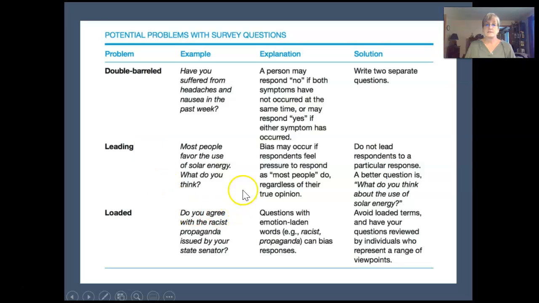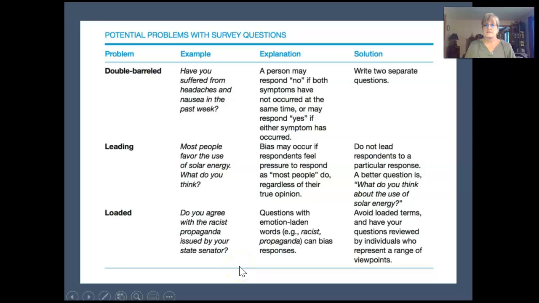A leading question example would be, most people favor the use of solar energy. What do you think? Well, you're leading the person and also encouraging them to kind of fall into the trap of following the leader. So if most people believe it, what do you think? You might soften your negative attitude or move your attitude more toward that mythological most people.